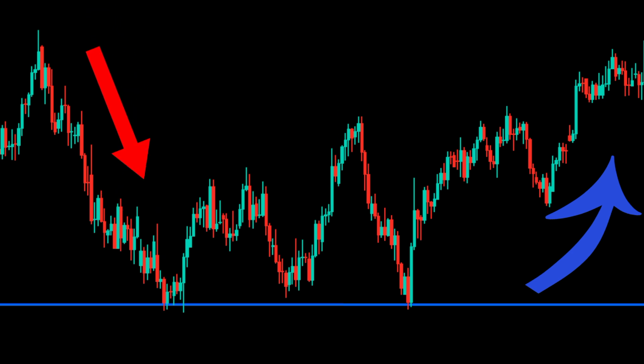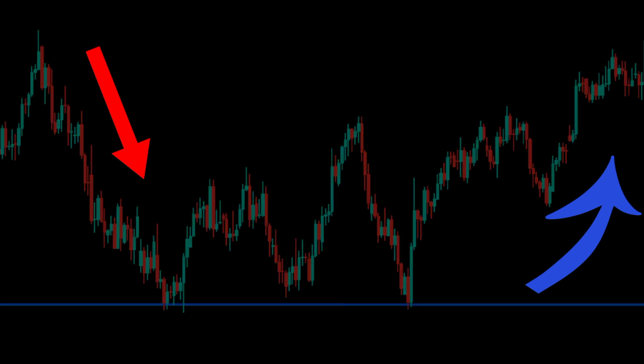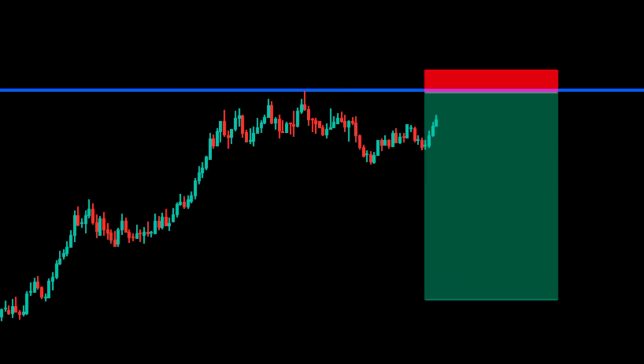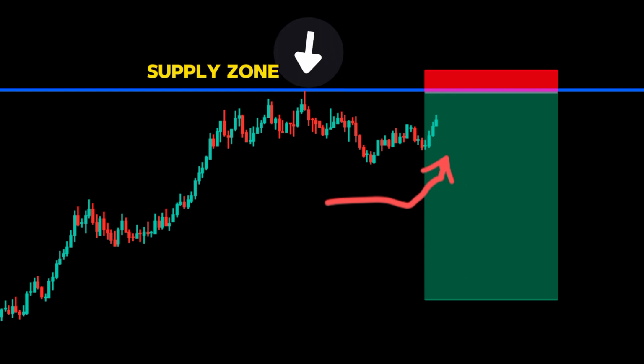Some traders usually make the mistake of thinking that supply and demand only work as a reversal strategy or pattern. This is what they do. When they see price moving like this, they wait for a price movement like this one, then they mark that area as a supply area. After some price movements, the market begins going back to that area.